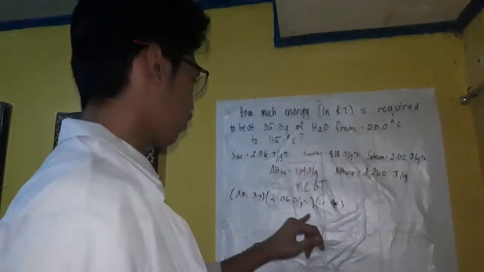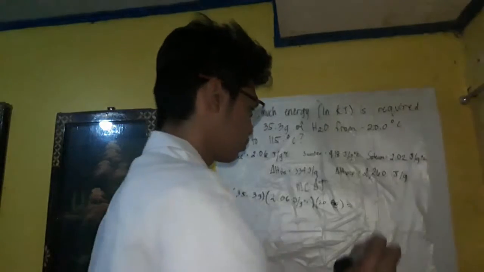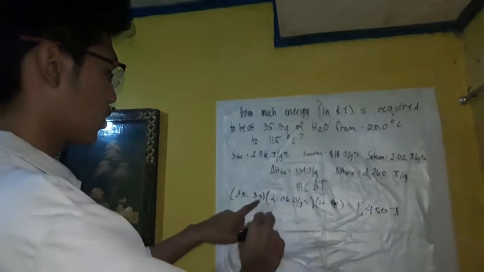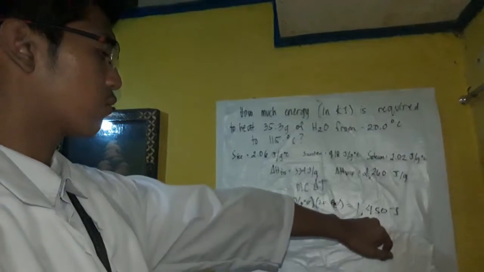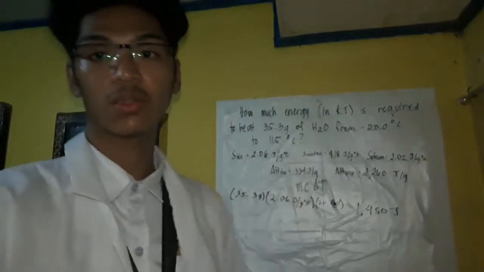Now, if you input this in the calculator and multiply it, the answer will be 1,450 joules. By the way, joule remained because the grams will be cancelled, and Celsius cancelled. That's why it takes 1,450 joules to heat the ice to 0 degrees Celsius.